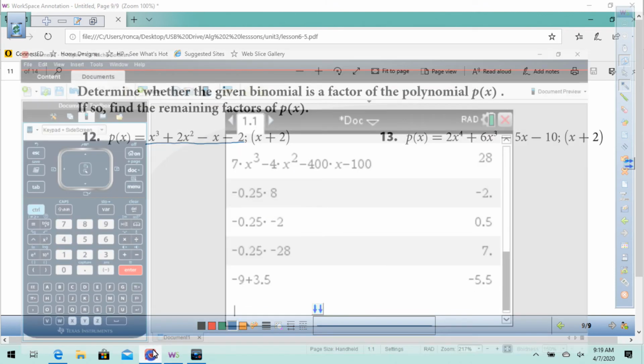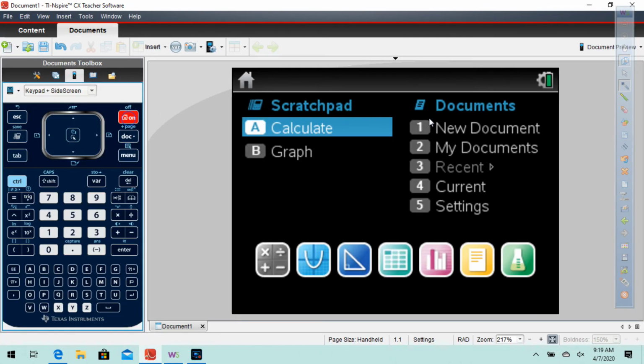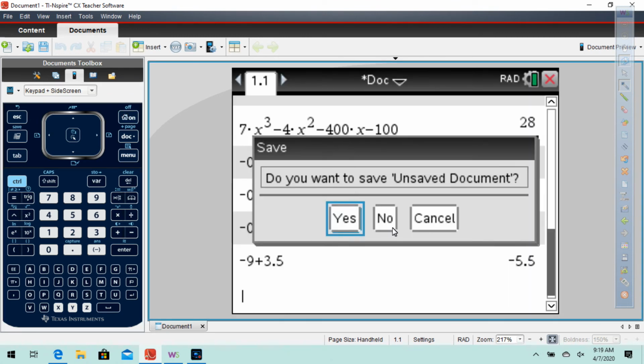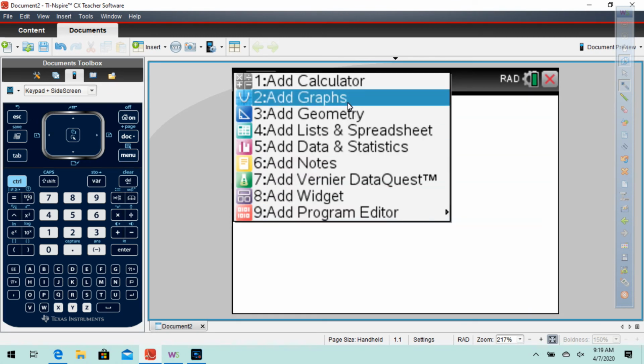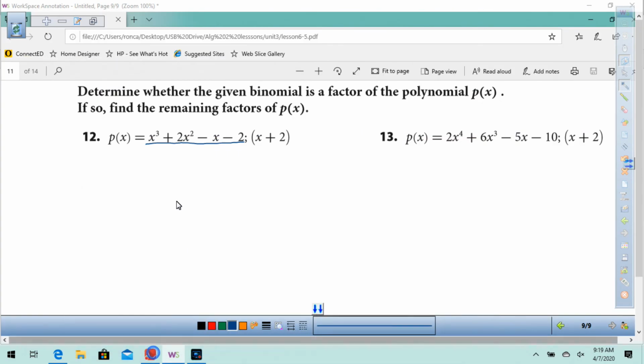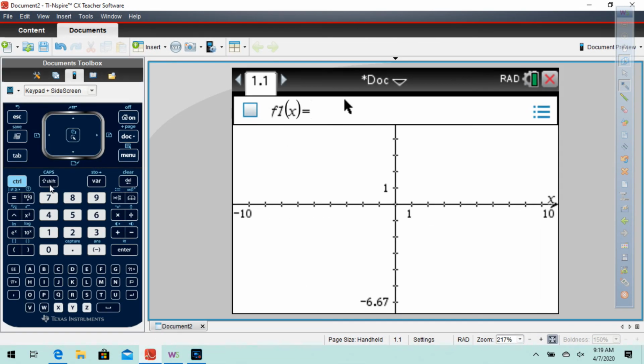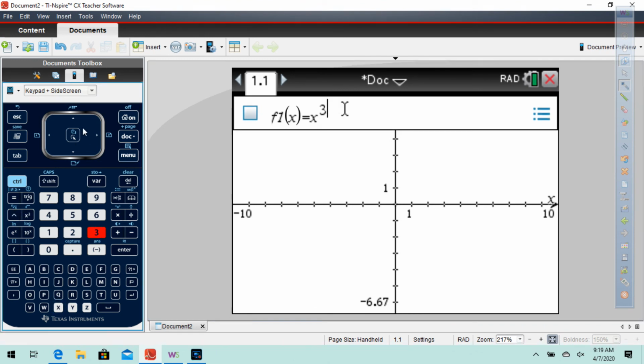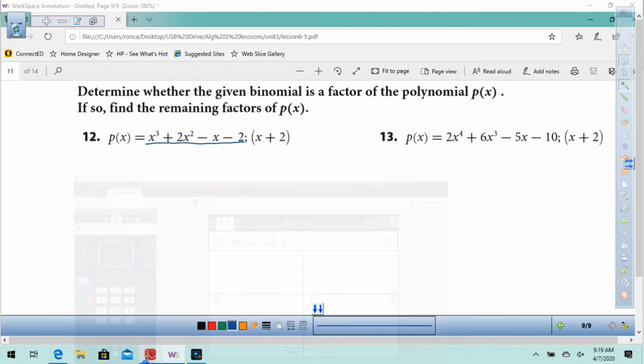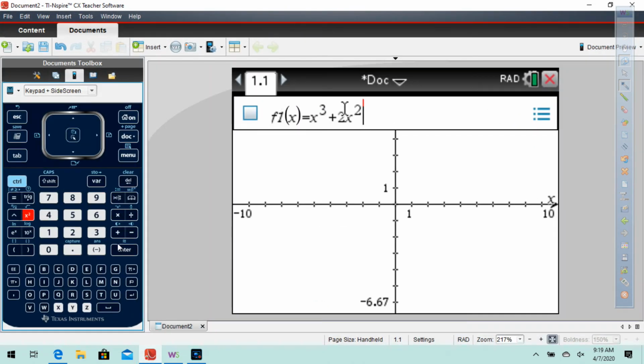So let's go over here. Let's go to our calculator. On, new, no. And we'll go to graphs. So we got x cubed plus 2x squared minus x minus 2.